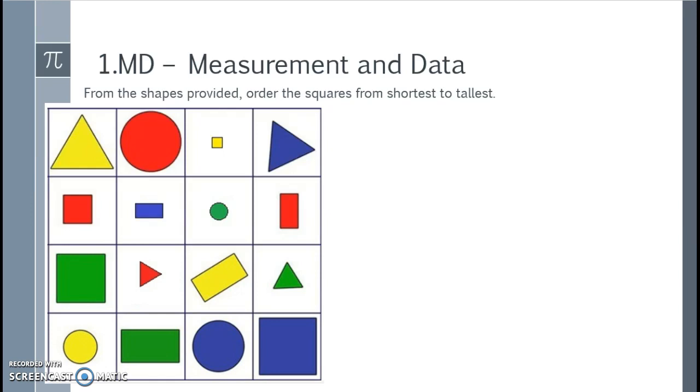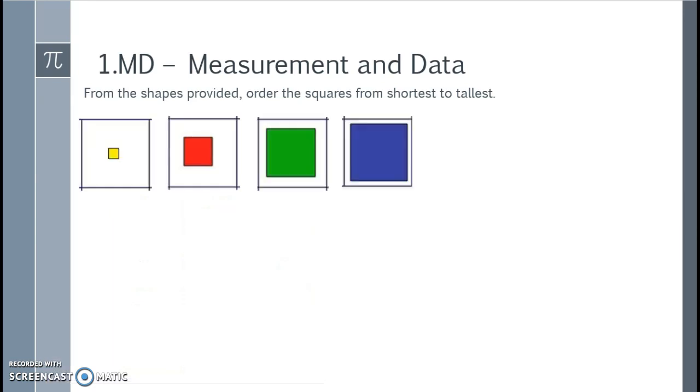So I see I have an assortment of circles, rectangles, squares, triangles, and some of them are all shaped a little differently as they are turned on their side or rotated a little bit. So let's first start by identifying from the shapes provided, just grab the squares from that list. So I screenshot and took just the squares.